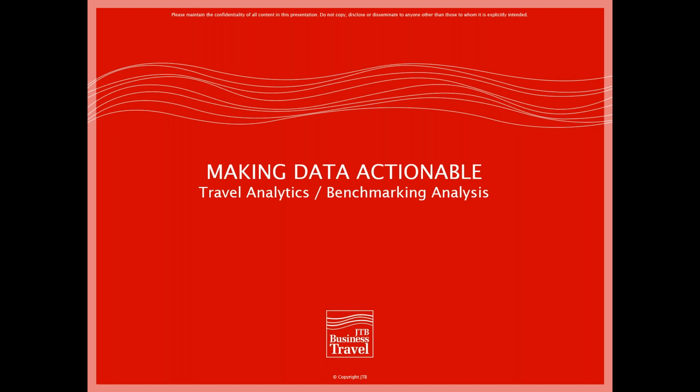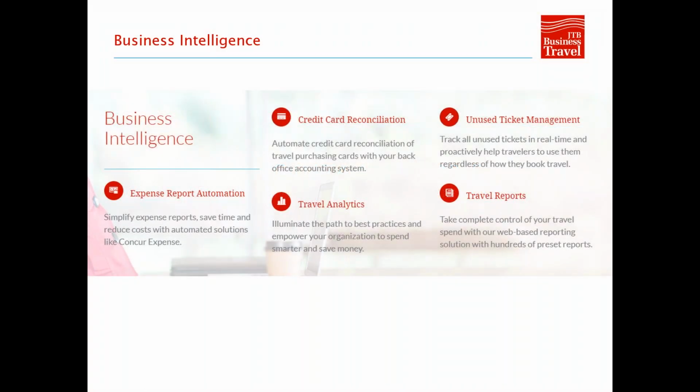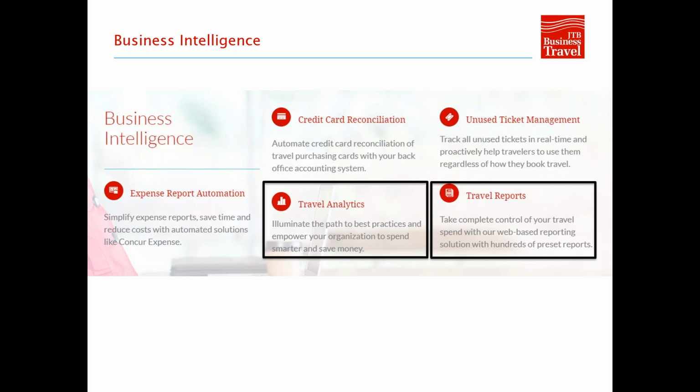I want to start off the call with giving you all some information. This information was covered to some degree in a previous part of this three-part series. My apologies. I want to talk about our business intelligence offering at JTB Business Travel. The business intelligence offering is a composition of a lot of different services, but I want to focus the attention on two of them, one being the travel reports service and the other being the travel analytics service.